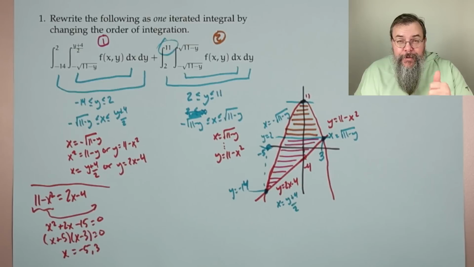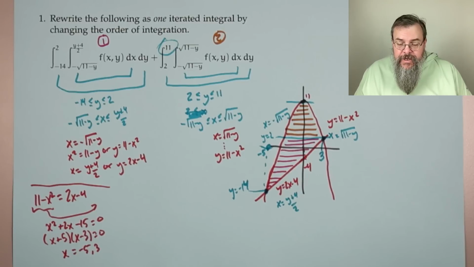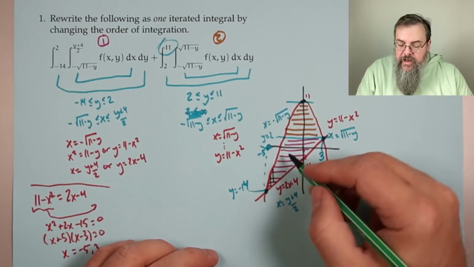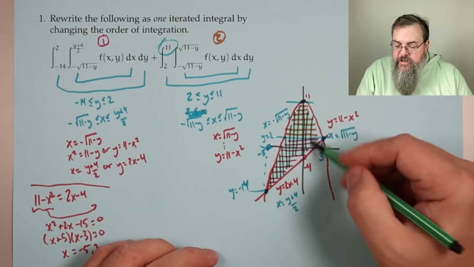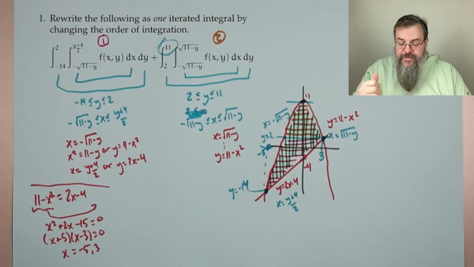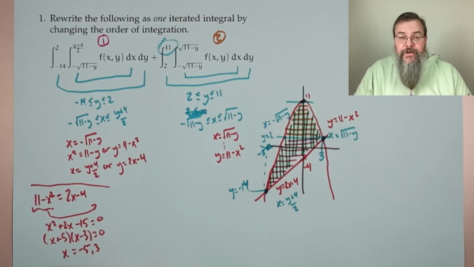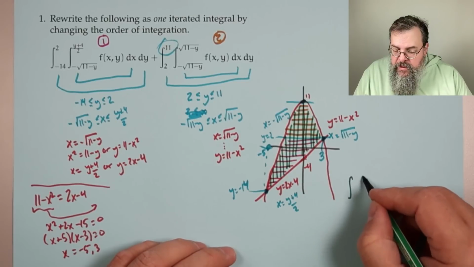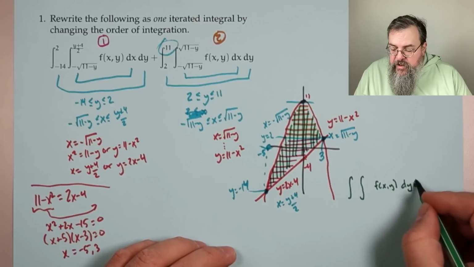Now we want our new integral. We're changing the order of integration, so we're changing the way we slice. So now instead of horizontal, we're going to do vertical slicing. And the nice thing is, if you look, as you move from left to right, it's always the same curve on top and bottom. That's why we only need one integral, because we don't have a change in the curves like we do as we slice horizontally. So what's our one integral? Well, it's going to be f of x, y, dy dx.